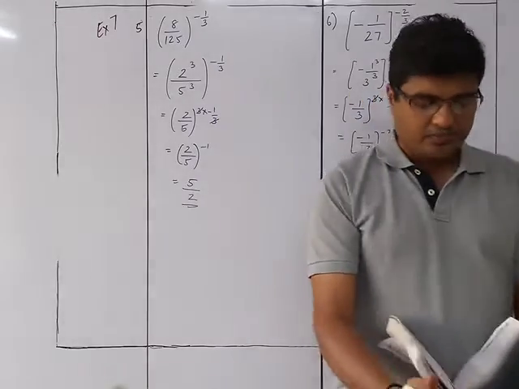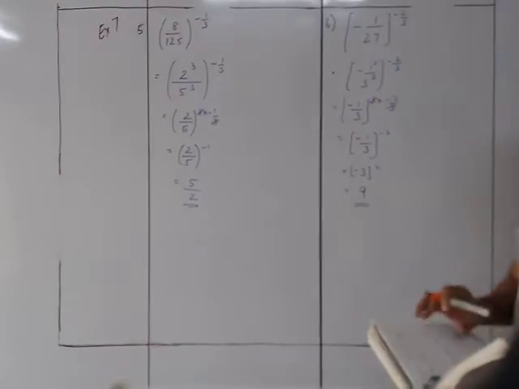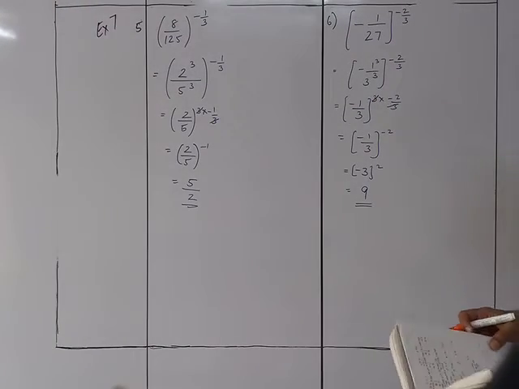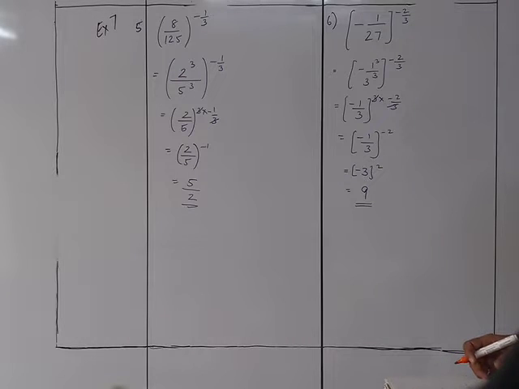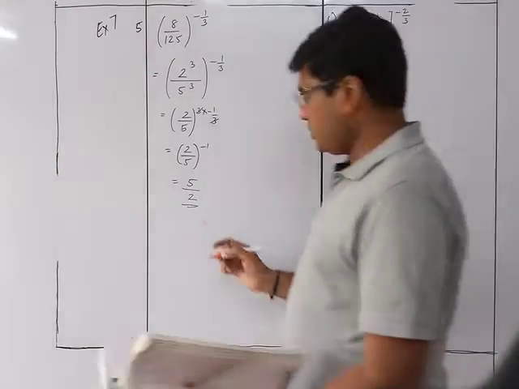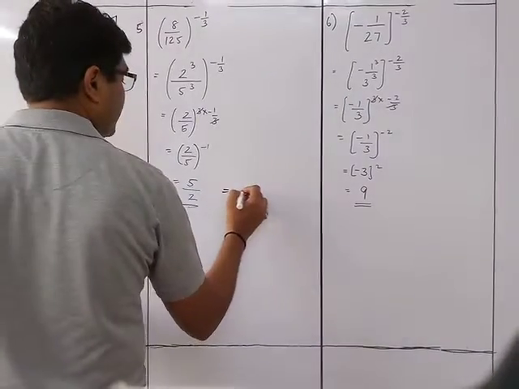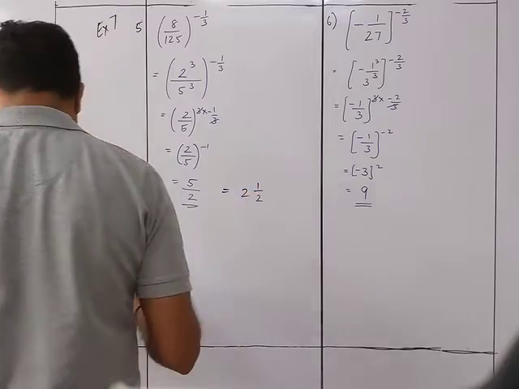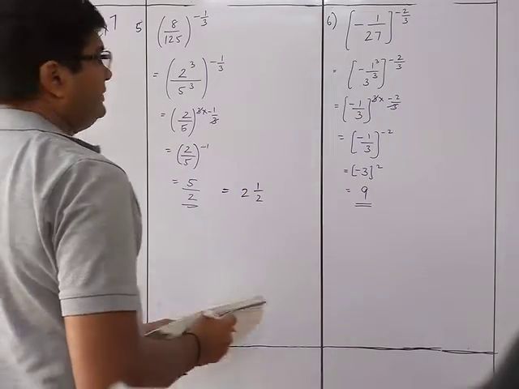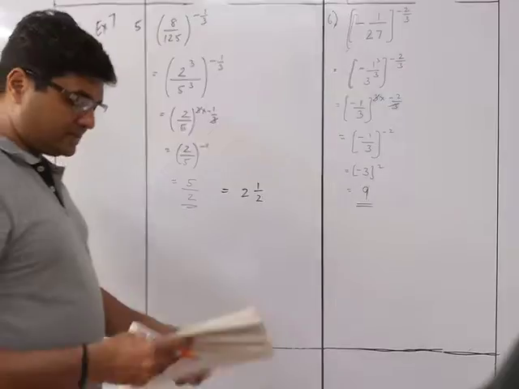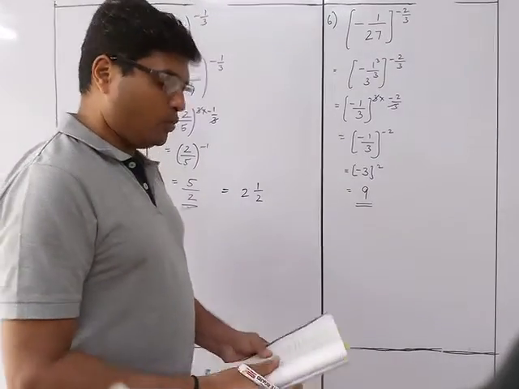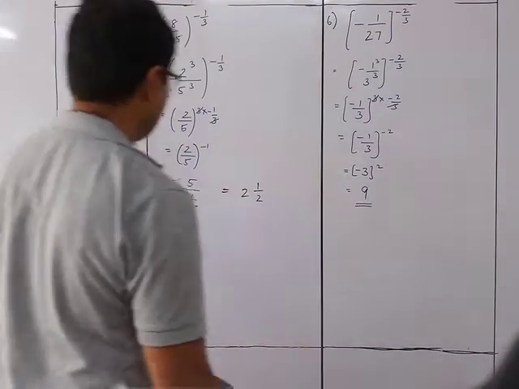We'll check out the answer. Exercise number 7. Question number 5 was 5 upon 2, that is 2 1 upon 2. Yeah, you can write it in the mixed form. And next one is 9. So that was fifth sum and the sixth sum. We move on to sum number 7.